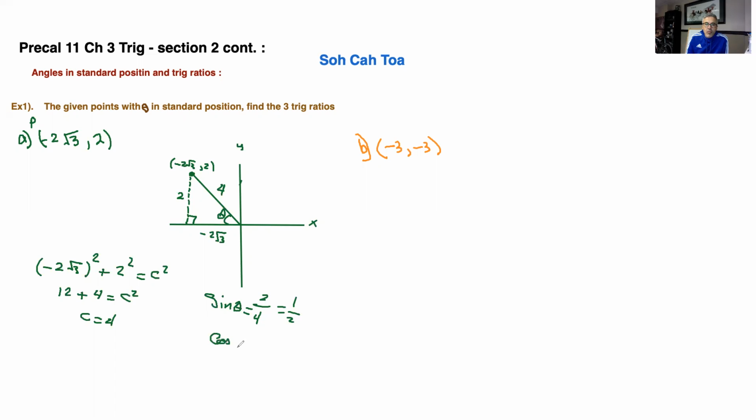The cos theta would be adjacent, which is negative 2 root 3 over the hypotenuse, which is 4, and that will give me negative root 3 over 2 when you reduce.